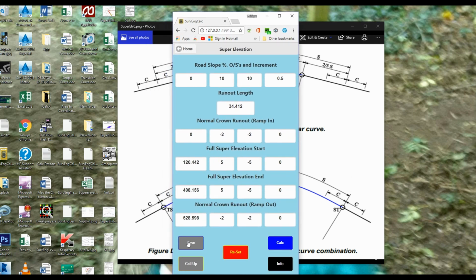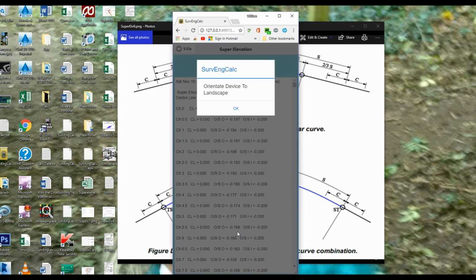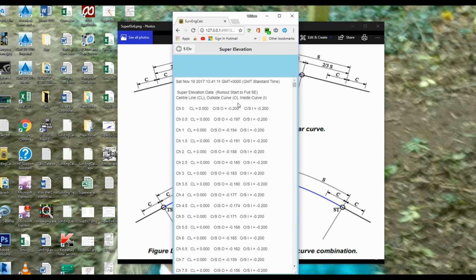Okay, I'm going to save that. I can call this back up at another date. So if I was to reset that, call it back up, it's there for another day. Now what I'm going to do now is just press Calc. It's going to take a second because I've got the increments set to 0.5, so half a meter increments all the way around the curve. And the reason why I've done that is just to show you we can find where the various elements are.